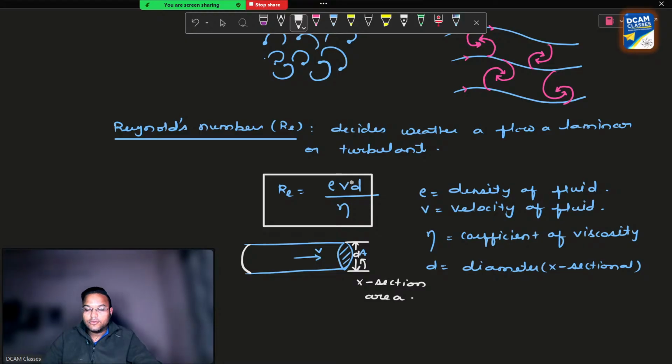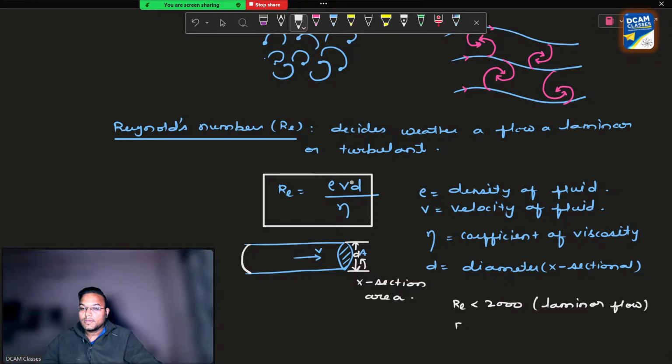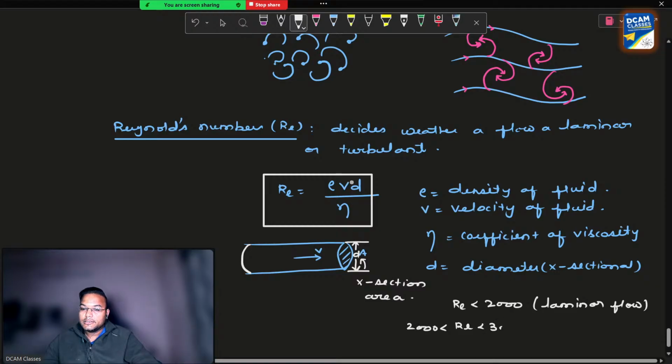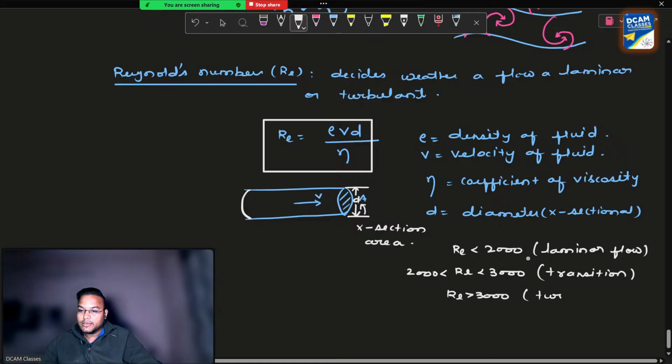And there are particular values also. When the Reynolds number value is less than 2000, the flow is known as laminar flow. And when this value is lying between 2000 and 3000, it is transition. And when it is greater than 3000, it will be turbulent.